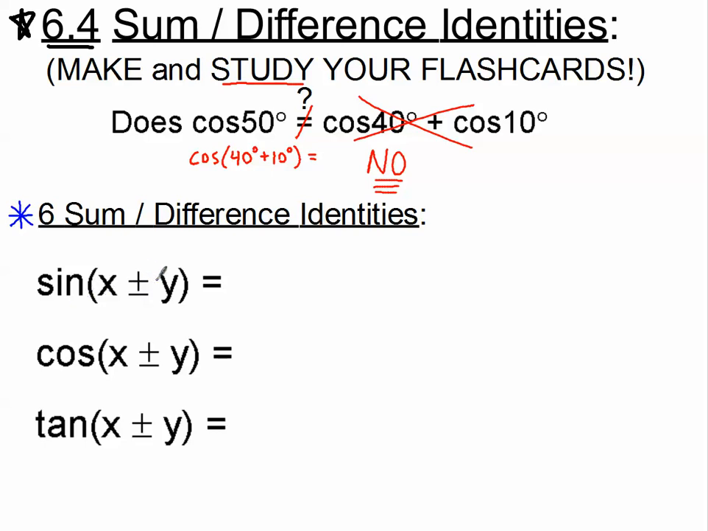The sine of a sum, let's do x plus y first, will equal the sine of x, the sine of the first angle, times the cosine of the second angle, and then you keep the same sign. So if you're talking about the sine of a sum, you're talking about a plus, and then it's the cosine of the first angle times the sine of the second angle. That's what the sine of a sum will be equal to.